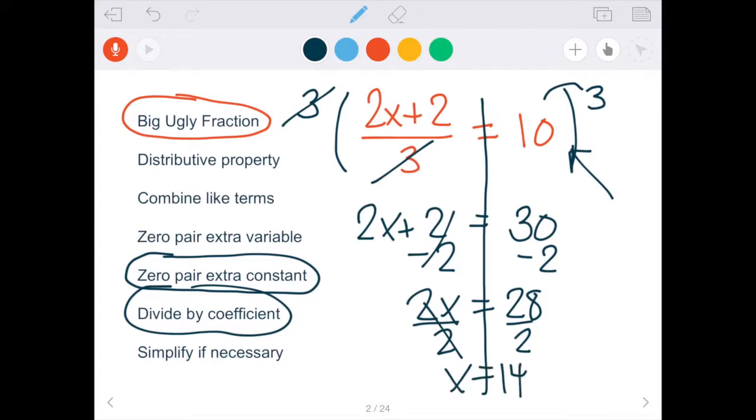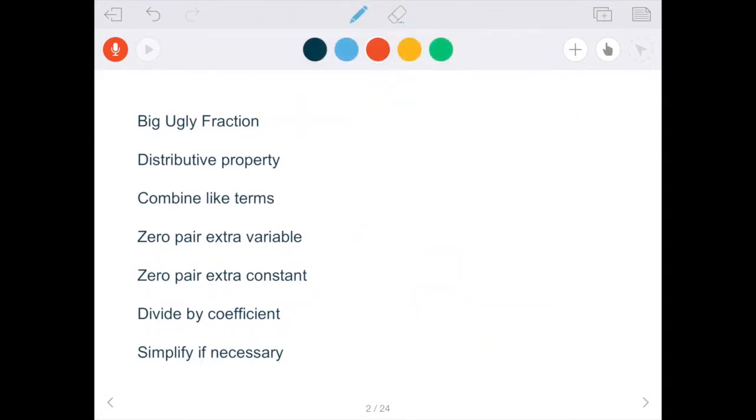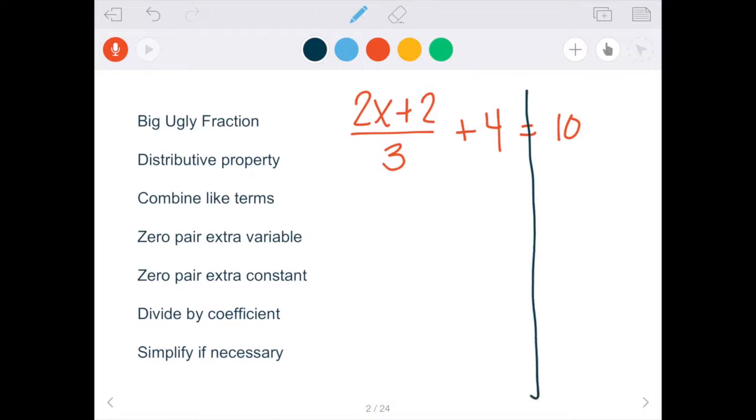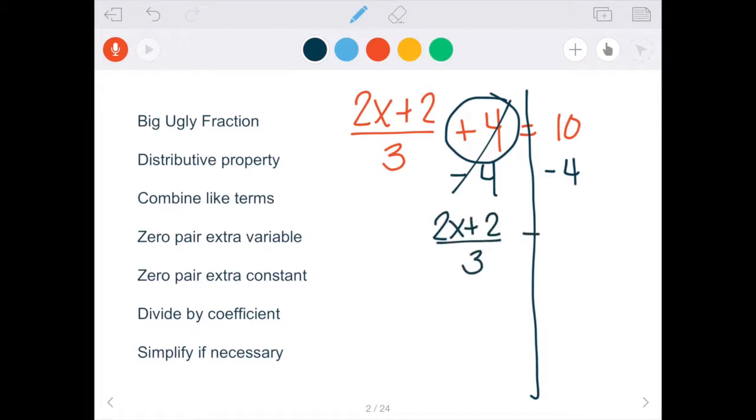Okay. Now the thing to remember also about the big ugly fraction is what if you have an extra number? Like, let's put back this equation the way that it was, but let's say I have an extra number like that. So in this case, before I can touch the 3, I have to zero pair this extra constant out. You can only multiply by the denominator to get rid of the big ugly fraction if it's the only thing on its side of the equation. So in this case, I'm going to have to get rid of that 4. Now I can multiply by 3.